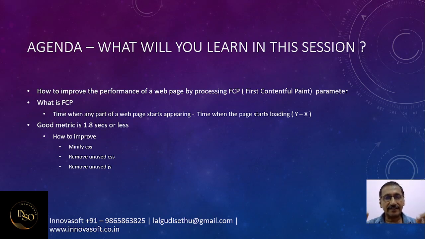Let us take x as 1 second and y as 1.5 seconds. So the FCP is 0.5. That's it. If the FCP value is less than 1.8 seconds, then the performance of the web page is good. Suppose y is 3 seconds and x is 1 second. So 3 minus 1 is 2 seconds. This value crosses 1.8, so we need some improvement in that web page.